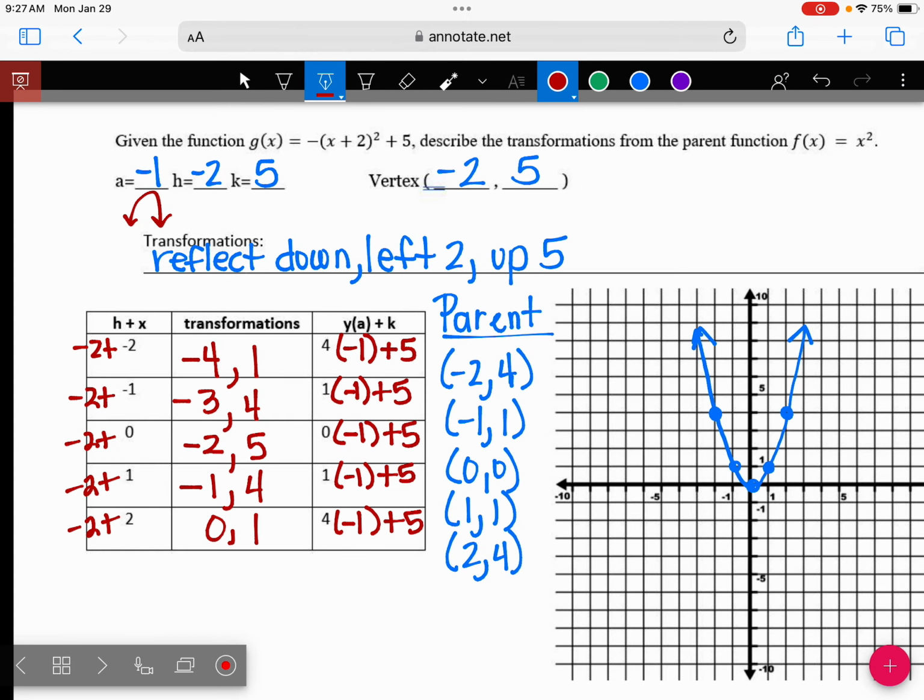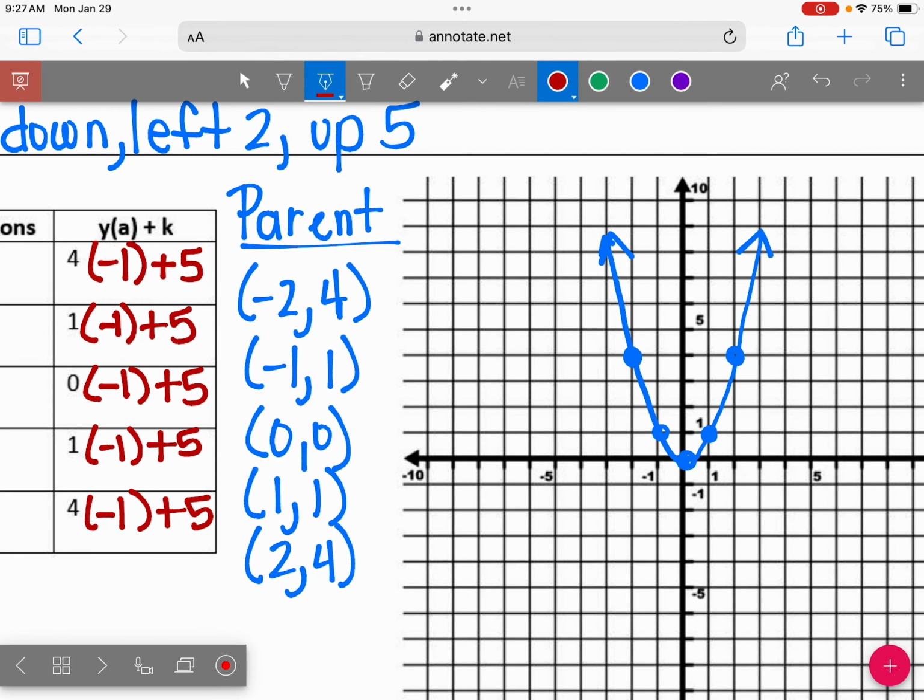All right, let's plot them. So -4 up 1. -3 up 4. It's a little messy, but that should be your graph. All right, I want you to do that last question all by yourself.